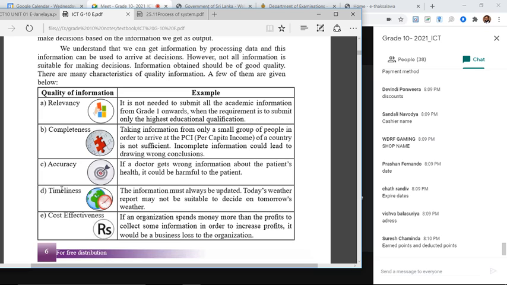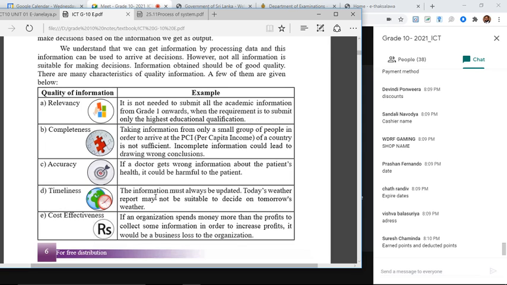Timeliness: at that time they say schools will open like this. That is timeliness. The information must always be updated. This is updated when known. Today's weather report may not be suitable to decide on tomorrow's weather. Can you understand this? So it must be timeliness. It must always be up to date.